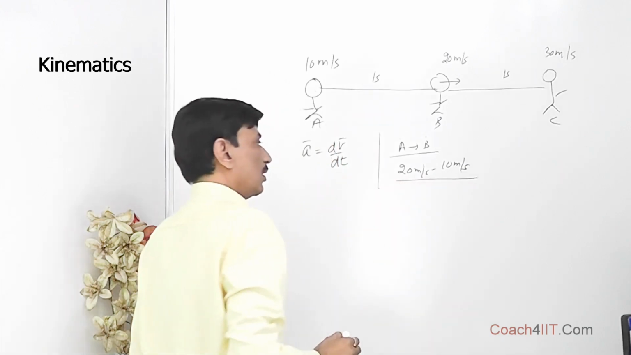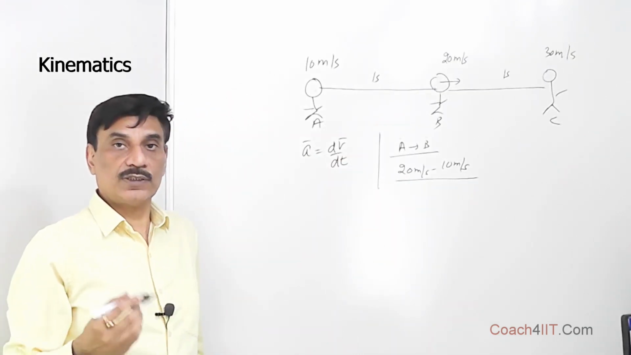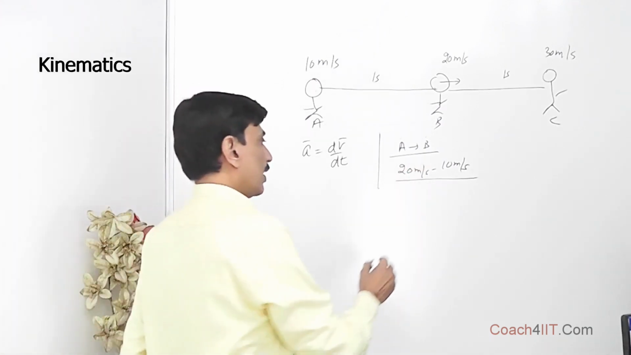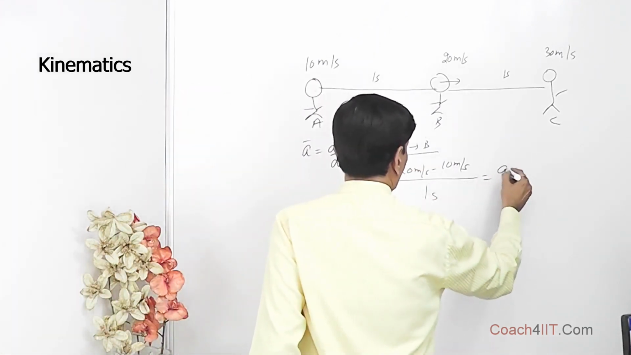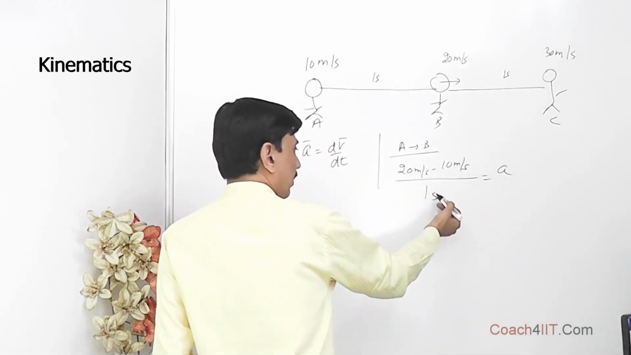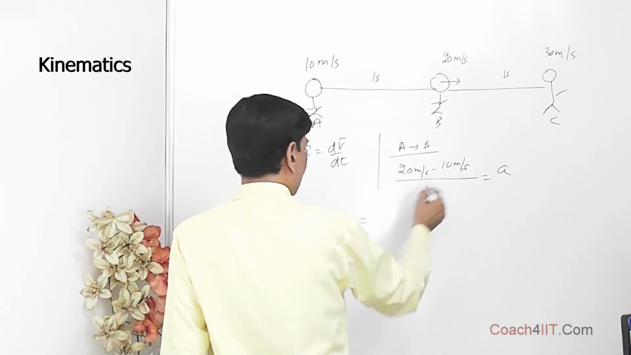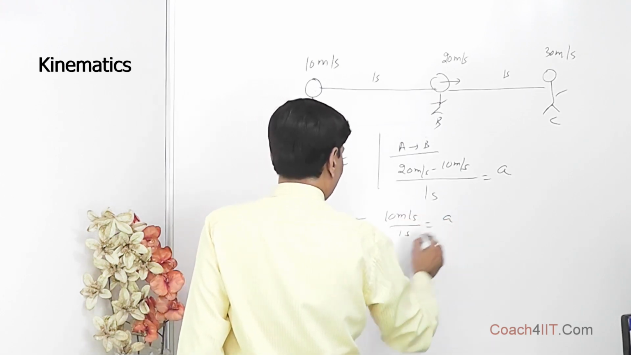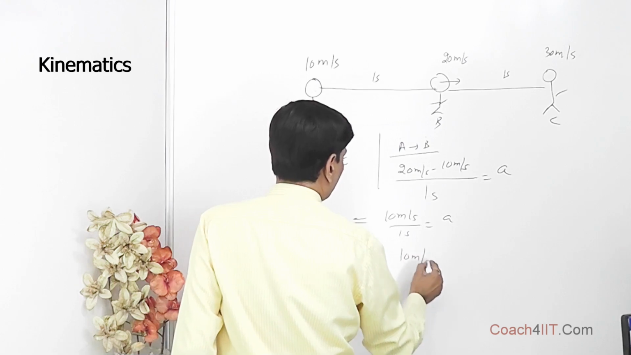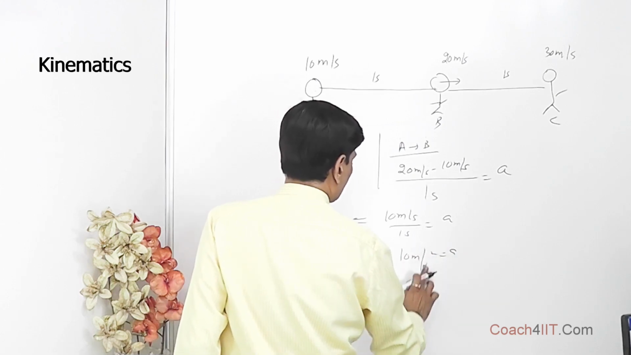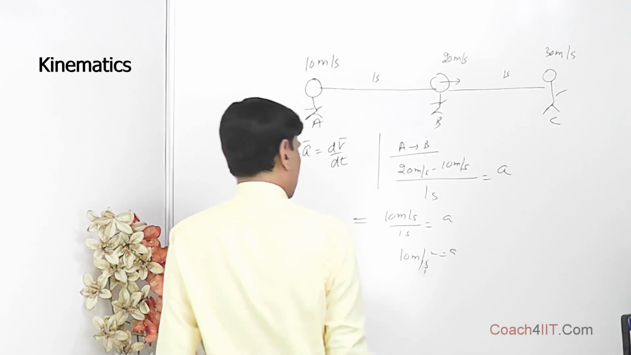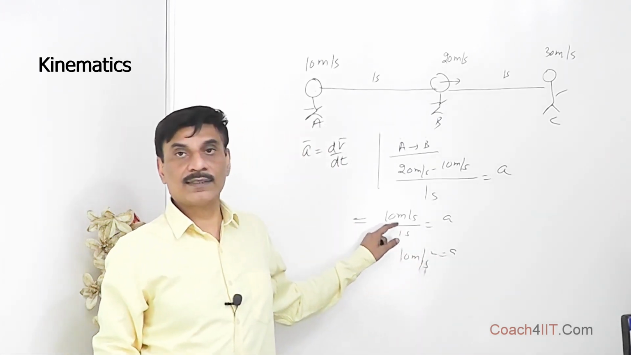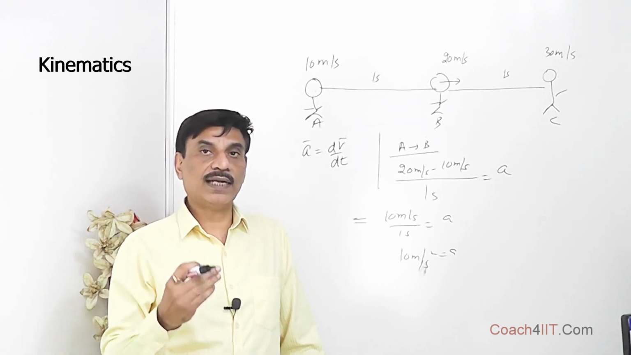This is the change of velocity, but acceleration is the rate of change of velocity. When we say rate, it is generally divided by time. So it is 1 second. Acceleration is change of velocity by time, so 20 minus 10, that is 10 meter per second, over 1 second. Acceleration is equal to 10 meter per second square. It means for every 1 second, the velocity is increasing by 10 meter per second.